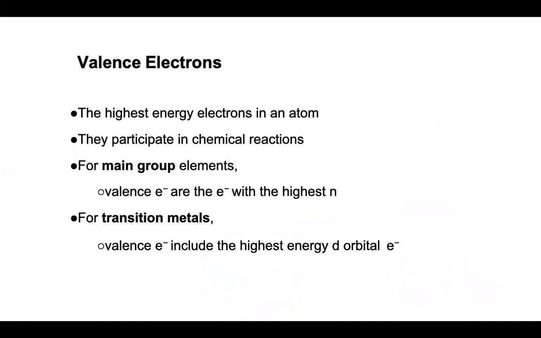So let's talk about valence electrons. These are the highest energy electrons in an atom, and they participate in chemical reactions. So these are the electrons that we're really interested in, because that is where our chemical reactivity comes from. For main group elements, the valence electrons are the electrons that have the highest n number. But for transition metals, the valence electrons also include the highest energy d orbital electrons. So transition metals have more valence electrons than main group elements.